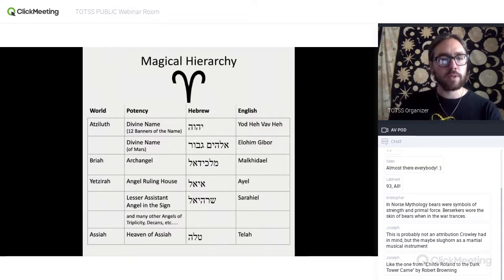Shouldn't go too far over, but let's do our magical hierarchy of Aries here. So again, we're back to another zodiac sign, so we'll see that zodiacal pattern. So two divine names. The first one is from the banners of the name, the permutations of the tetragrammaton. Now this one here is, I was thinking about this, a little funny.